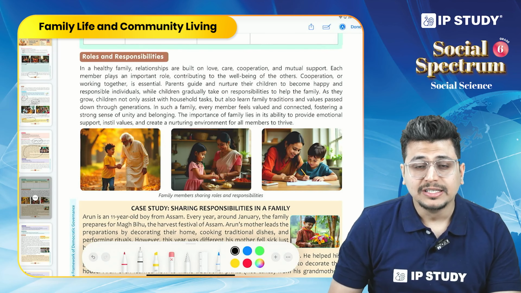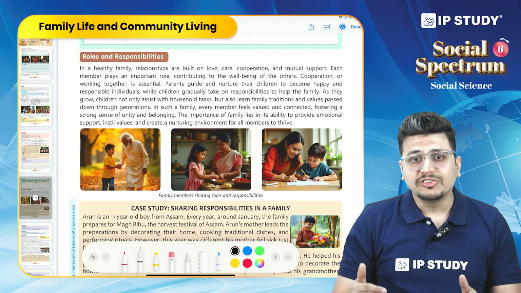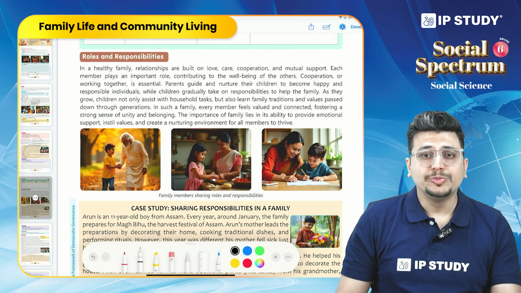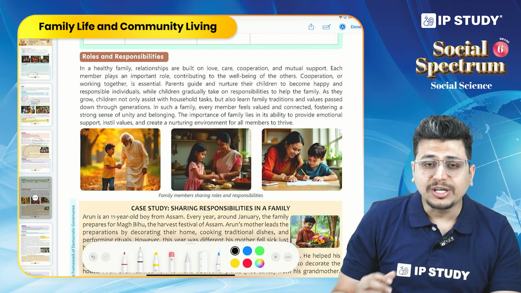In your family also, your grandparents will be doing some kind of things, your parents will be sharing some kind of responsibilities, and as children also you would be doing something or the other for the family, right? Here there is a very beautiful story of a boy, Arun, who helps his mother when his mother is sick, to take care of all the needs of the festival.